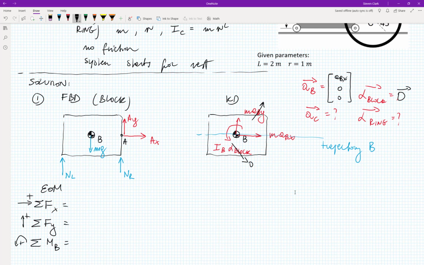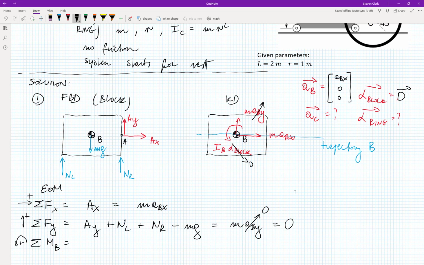Okay, is there anything interesting happening in the X direction? There is a little bit. We have AX in here, and this is equal to MA_BX. How about the Y direction? There we have AY plus NL plus NR minus MG, and this is equal to MA_BY. But you guys told me that this is 0, so this will be 0.